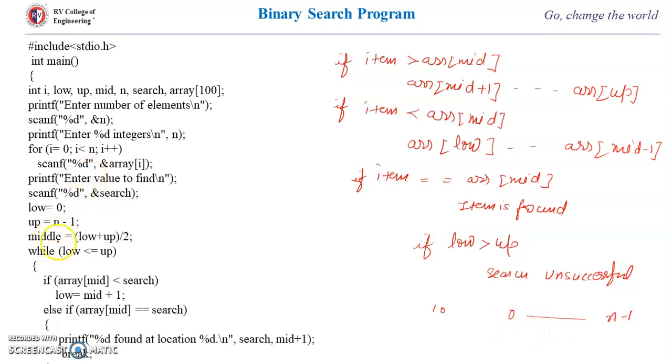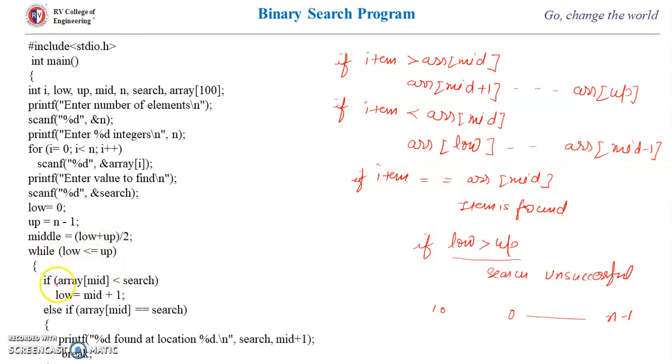Okay, and then mid is low plus up by 2, this is how we find it. And then we have to see this last check: if low is greater than up, then the search is unsuccessful. So when this condition is true, we have to say that the element is not present. Okay, so inside the while loop we are giving the condition low less than or equal to up. Until this condition is true, we need to search.